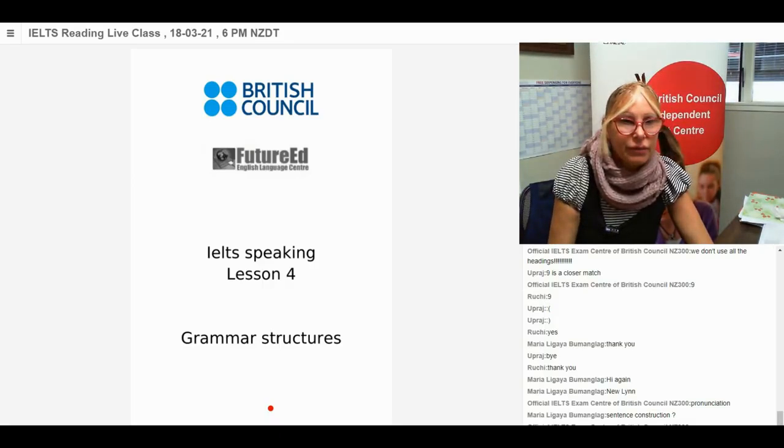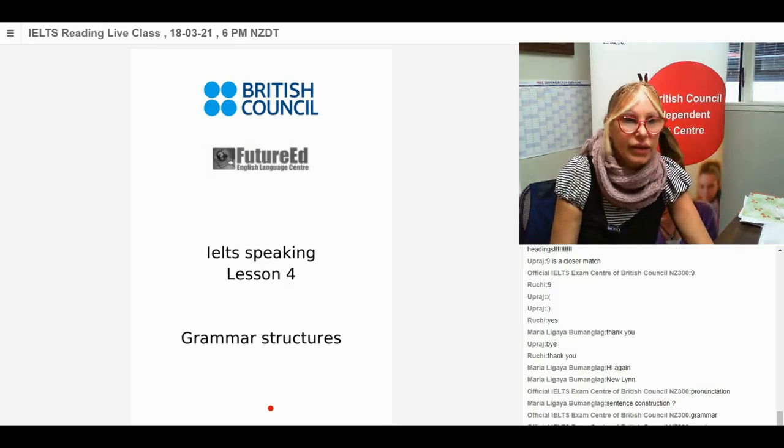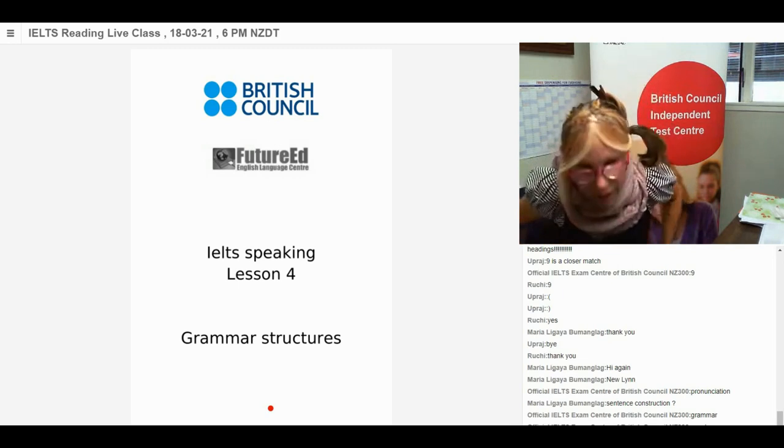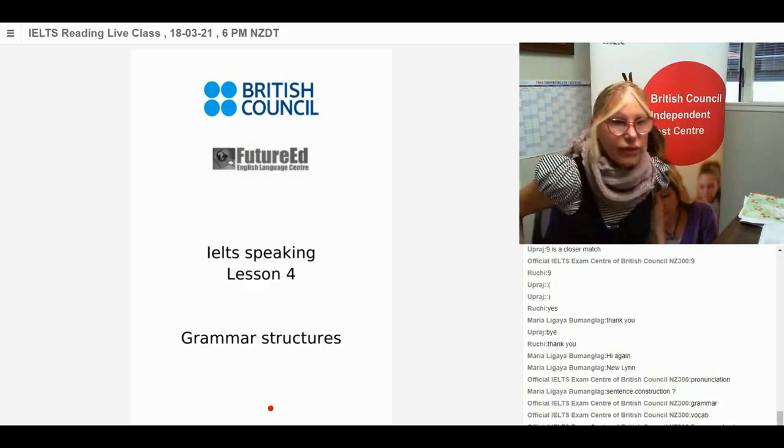Vocab, right, grammar, vocab. And the last one is fluency and coherence. So there are 4 categories that you'll be marked on. Each one is worth 25%.